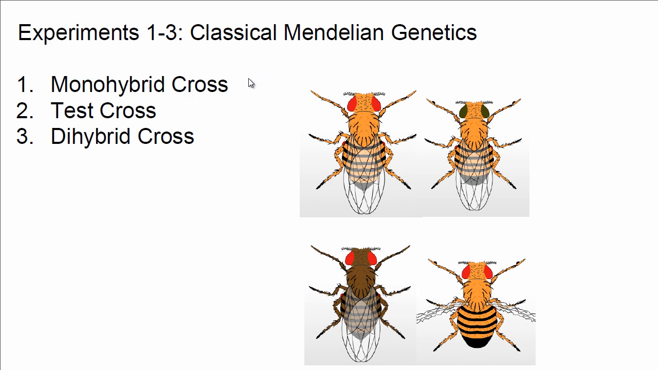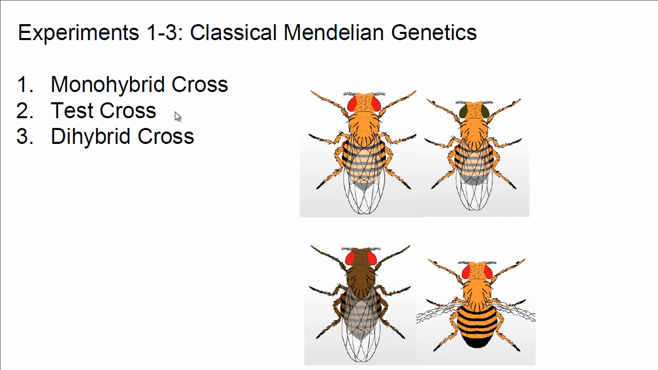So the first three experiments in the virtual fly lab focus on classical Mendelian genetics. We'll reproduce Mendel's monohybrid cross by crossing a wild type female fly which has red eyes with a mutant sepia-eyed male fly. And then you can take that to the F2 generation and see what ratios you get, 3 to 1, and sort of confirm that Mendel's simple rules also work in these animals.